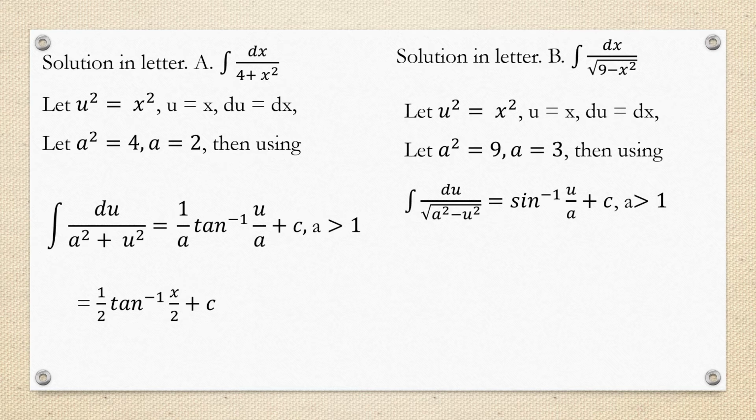Then using our formula, the integral of du over the square root of a squared minus u squared is equivalent to sine inverse of u over a plus c, as a is greater than 1. So we have sine inverse. Of course, we replace our u, which is equivalent to x, and a as the denominator, which is equivalent to 3. So that is our final answer. Next, we have the solution in letter C.